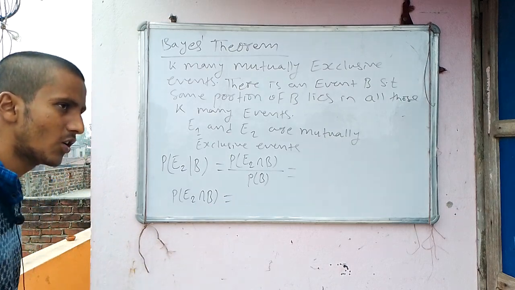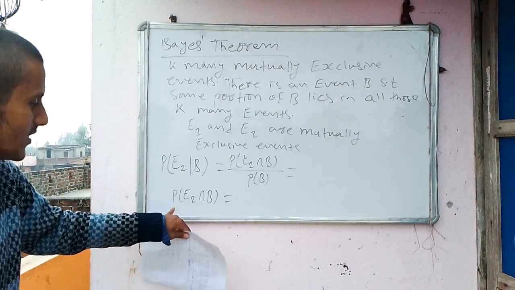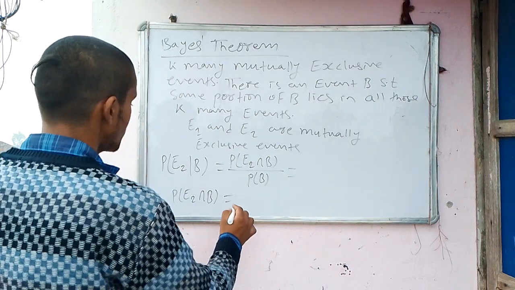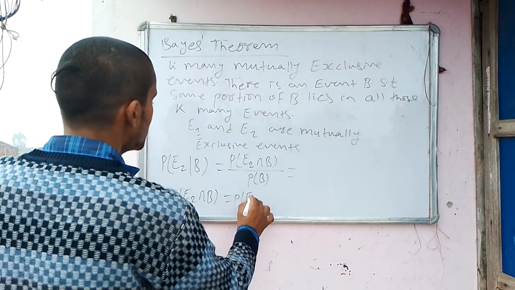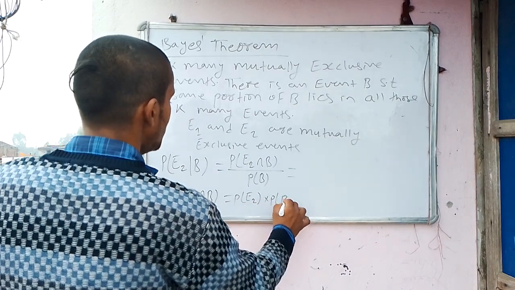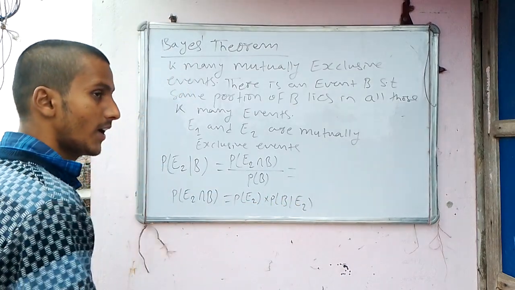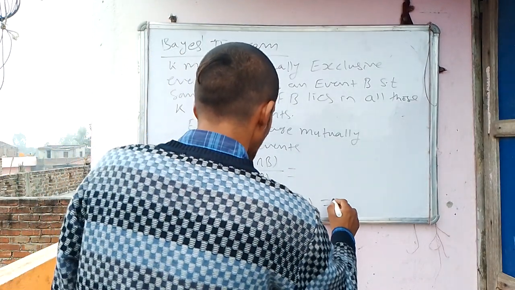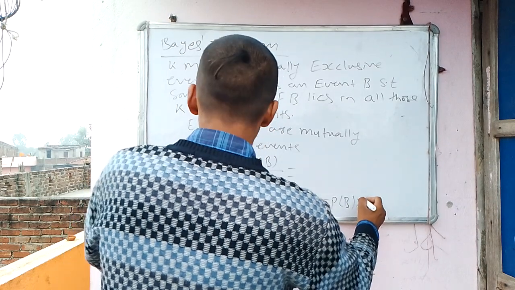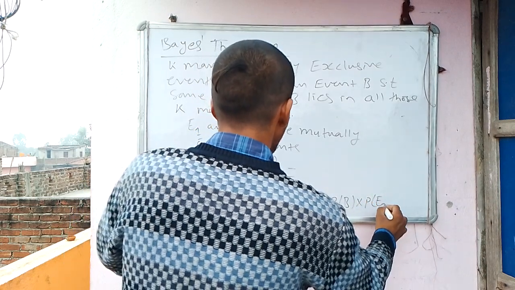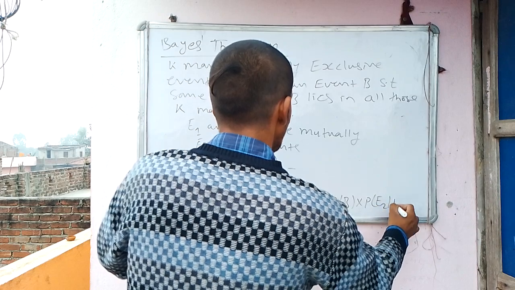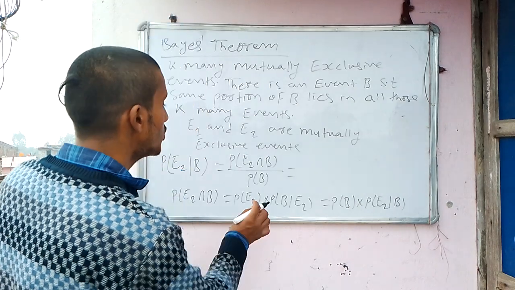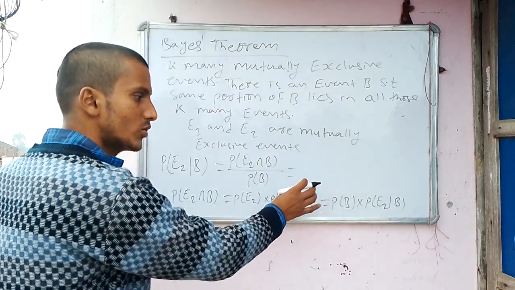The more confusing part is that this can be written using the multiplication rule in two ways. The first way is probability of E2 times probability of B given E2. And the second way to write this is probability of B times probability of E2 given B. Both are correct, but the question is which one to write here.